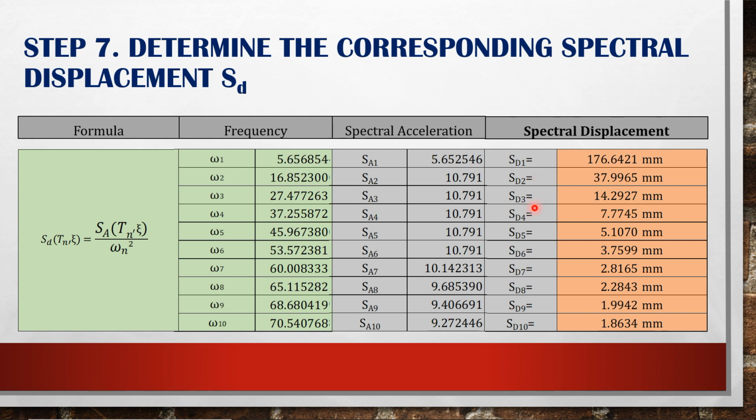Spectral displacement 3, 14.2927 mm, SD4, 7.7745 mm, SD5, 5.1070 mm, SD6, 3.7599 mm, SD7, 2.8165 mm, SD8 equals to 2.2843 mm, SD9 is equals to 1.9942 mm, and for the SD10 is equals to 1.8634 mm. So, ito na yung magiging spectral displacement natin. So, let's proceed to step 8.